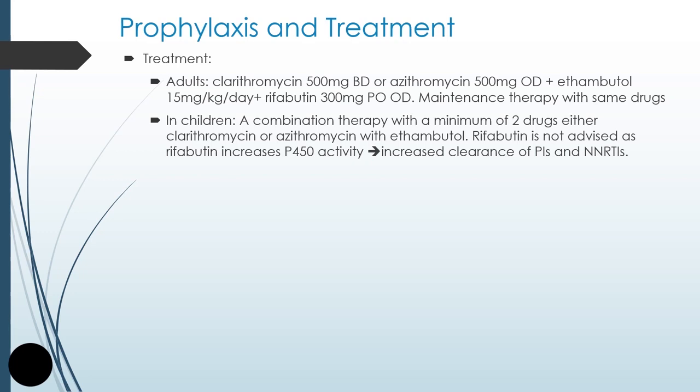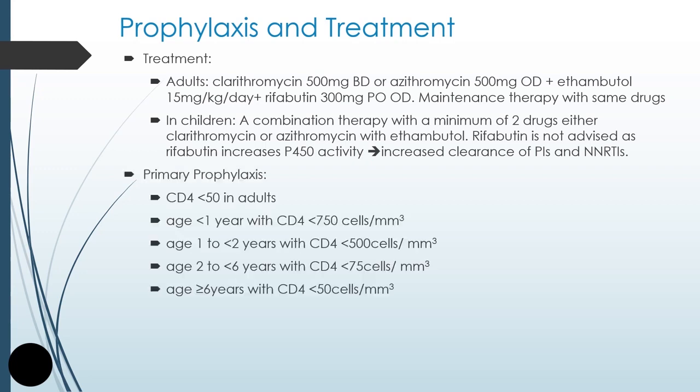In children, combination therapy with a minimum of 2 drugs is recommended, which can be either clarithromycin or azithromycin with ethambutol. Rifamycin is not advised as rifamycin increases P450 activity, which causes increased clearance of protease inhibitors and NNRTIs in children.